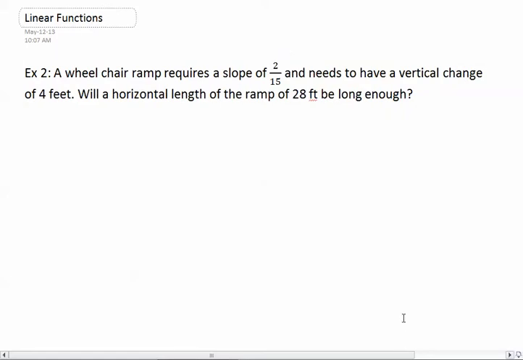So we've got a wheelchair ramp requires a slope of 2/15 and needs to have a vertical change of 4 feet. Will a horizontal length of the ramp of 28 feet be long enough? Okay, so we're asked that if I have a distance vertically to cover of 4 feet and I only have 28 feet to do it in, is that ramp going to meet our requirements?